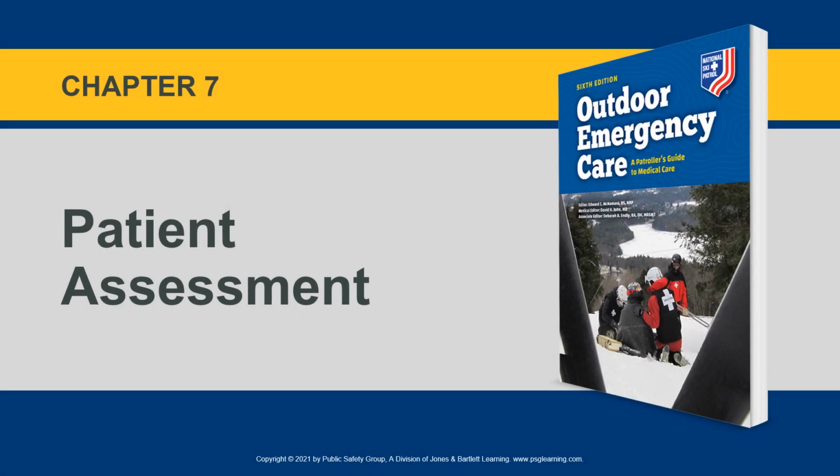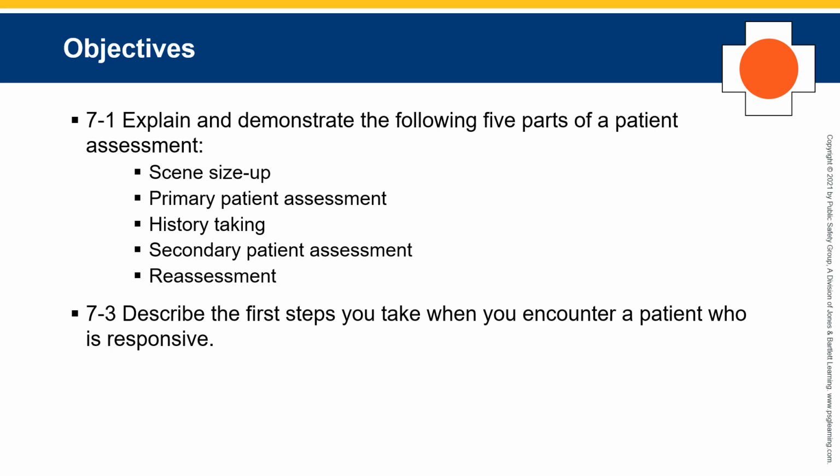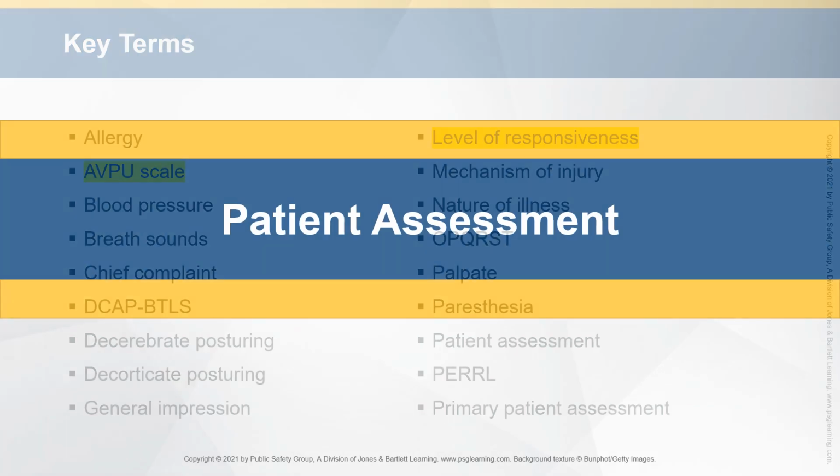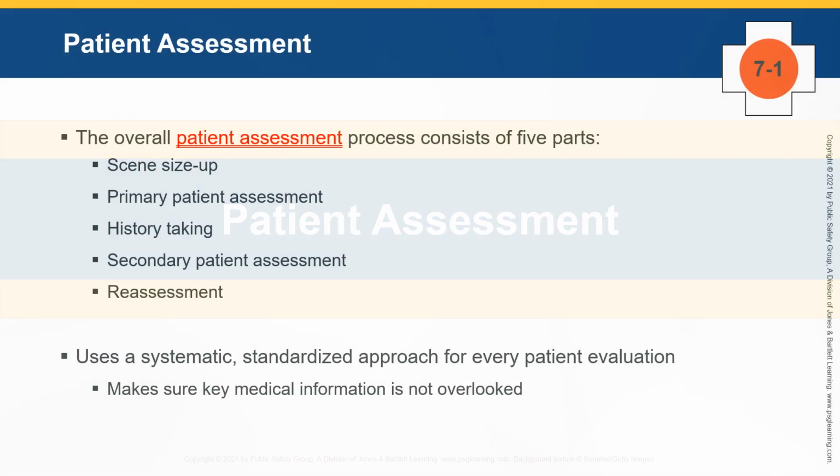This video for Chapter 7 on patient assessment is going to include information about determining the level of responsiveness of a patient. A couple of key terms here: knowing the AVPU scale, and understanding what level of responsiveness refers to, or we'll call it LOR. Let's go ahead and take a look.